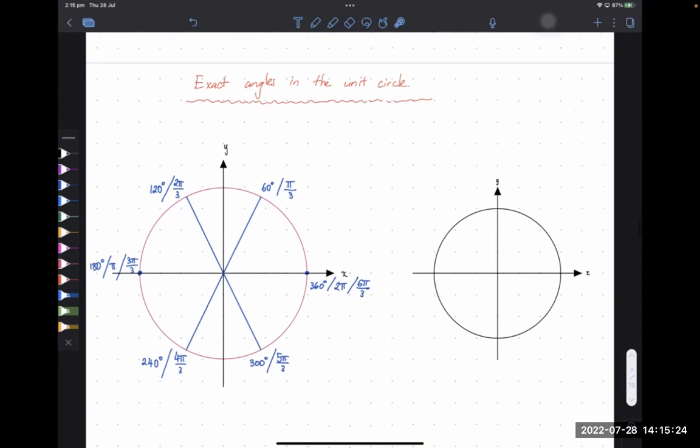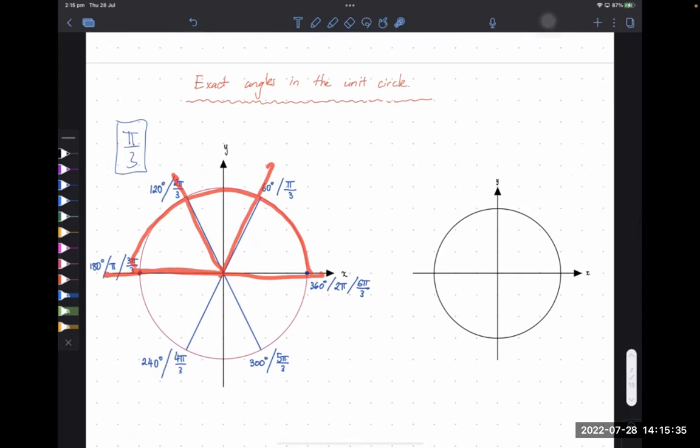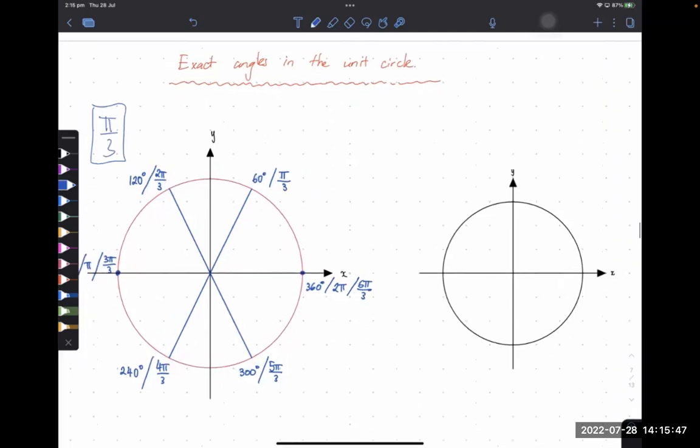So we're still setting it up. In this section here, we're focusing on pi on 3. Because if you have a look at the top half, we're splitting it into 1, 2, 3 pieces. So you can count from there. And you can see 1, 2, 3 pi on 3, 4 pi on 3, 5 pi on 3, and we're back to 6 pi on 3. So that was 0 degrees or 0 radians there.